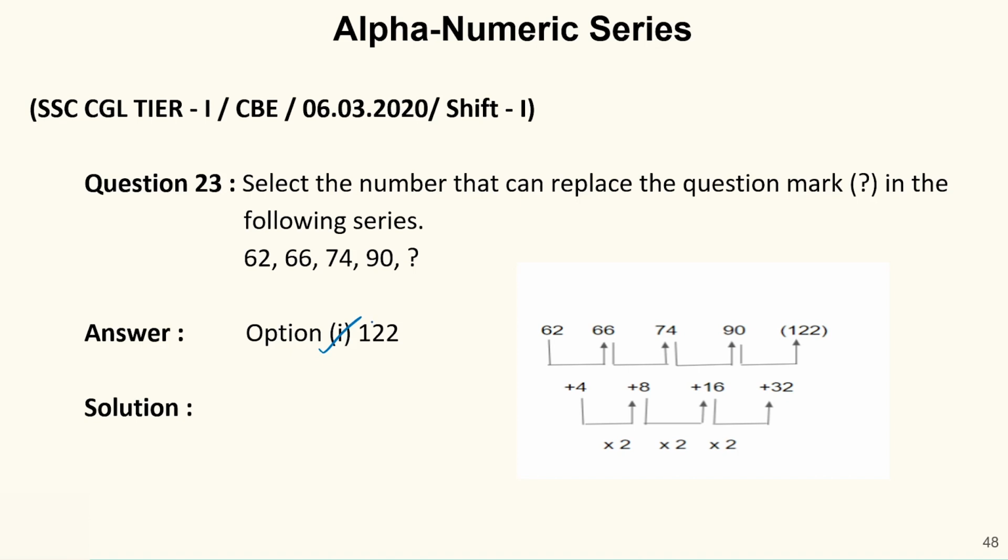So for option number 1, you can see very clearly 4, 8, 16, 32. So the element that we are adding is multiplied by 2 in each case, right? So this is the series. This is the logic that we are following.